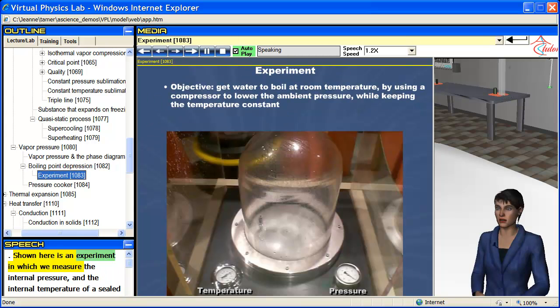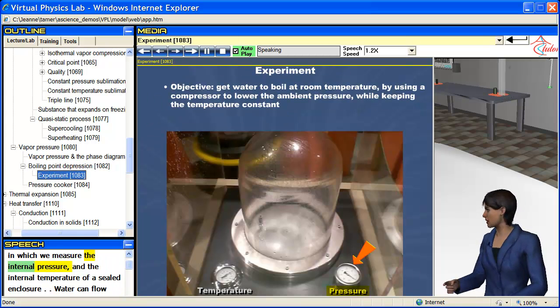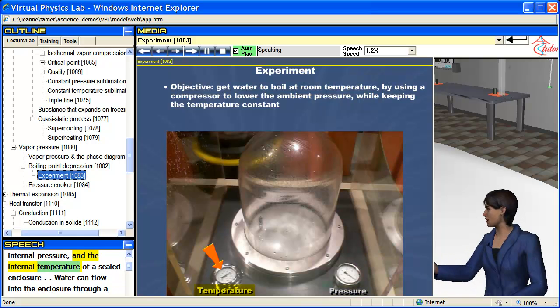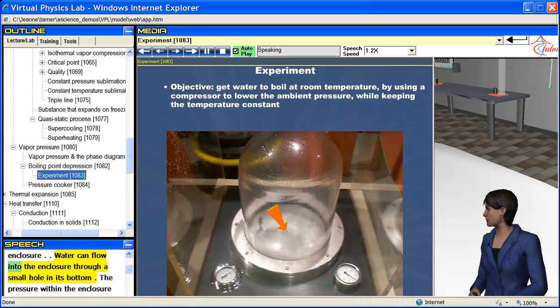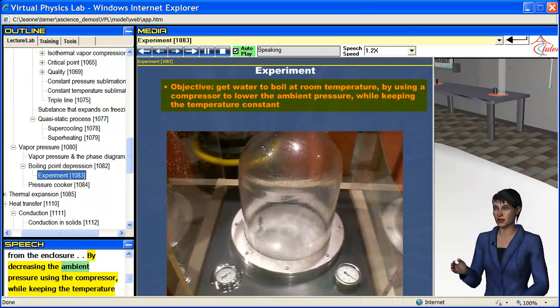Shown here is an experiment in which we measure the internal pressure and the internal temperature of a sealed enclosure. Water can flow into the enclosure through a small hole in its bottom. The pressure within the enclosure can be lowered using a compressor that can suck air from the enclosure. By decreasing the ambient pressure using the compressor, while keeping the temperature constant, we can get the water to boil at room temperature if the pressure is low enough.